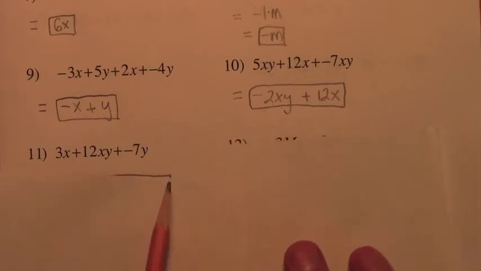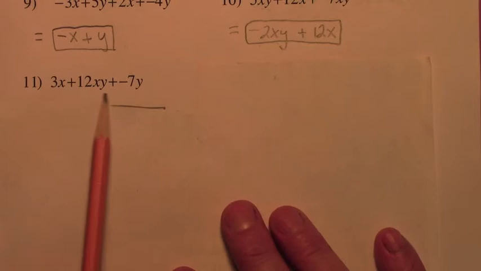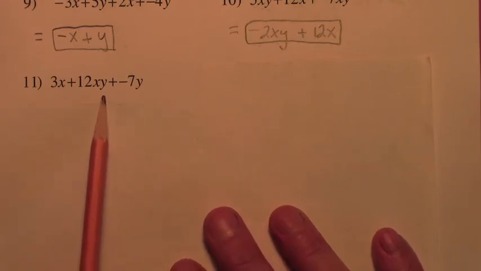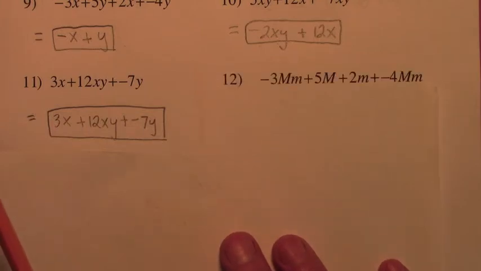All right, a couple more. This one, let's see. How many terms do you see? 3. Any like terms? No. If there's no like terms, you can't do anything. So don't fall into that trap and add them when they're not like terms.